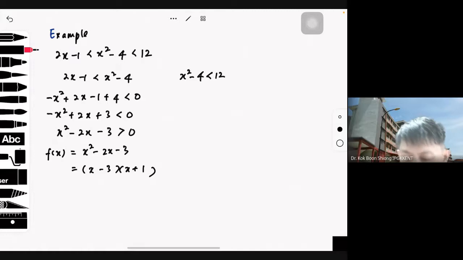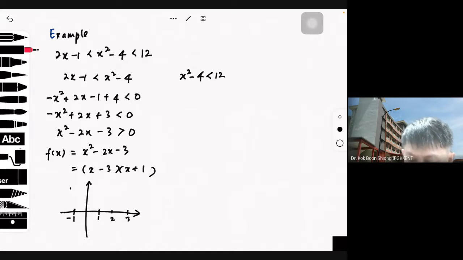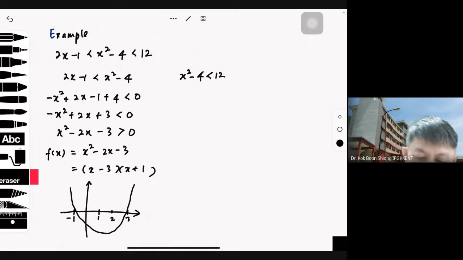Then you draw the graph. So 3 and negative 1. So the graph will be like this. So this is one side. So we continue to the second side.